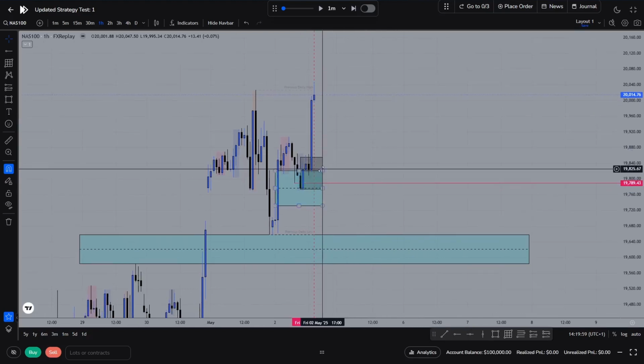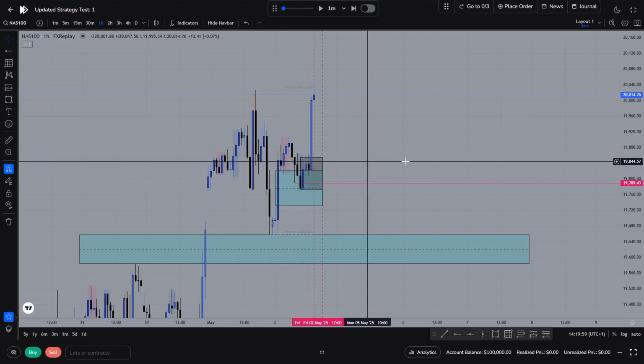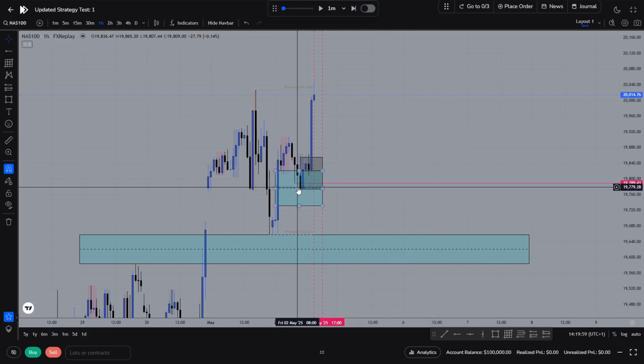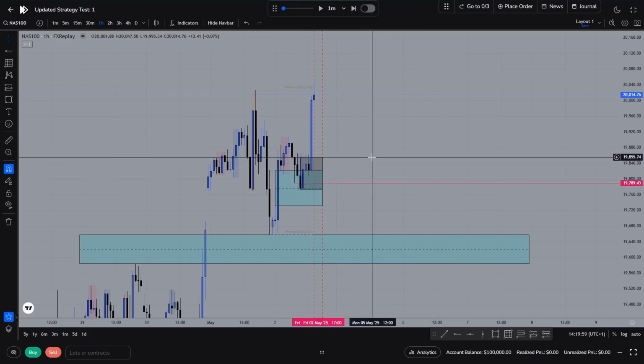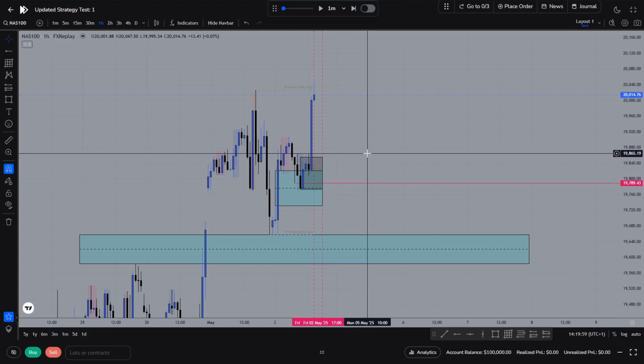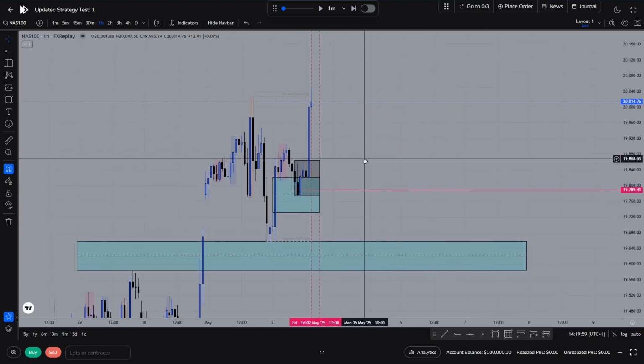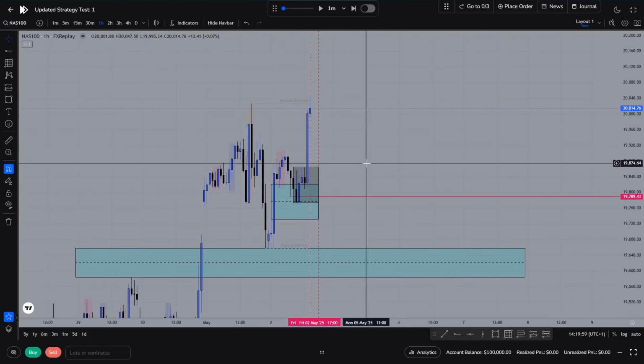Wait, let me figure out if this whole move is the order block or just this candle. Yeah, I'll consider that as well. So this whole move is the order block. Price pushed higher, leaving behind this massive FVG.